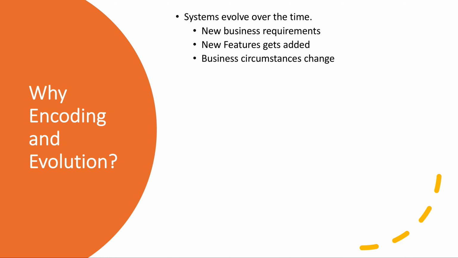Why? Because of new business requirements, new features get added, user requirements change, new products get launched, new business circumstances come. So our system has to evolve over time. And in the first chapter we saw that our system should be evolvable so that it can easily adapt to the new changes. And as our application evolves with time, we might need to store new data, or we might need to store data in a different format.